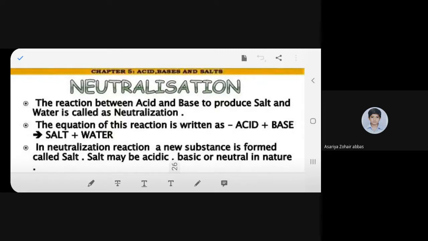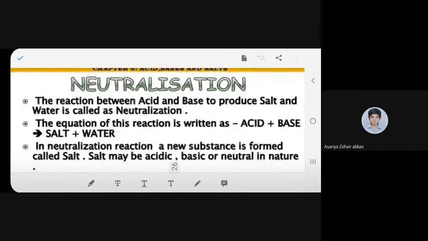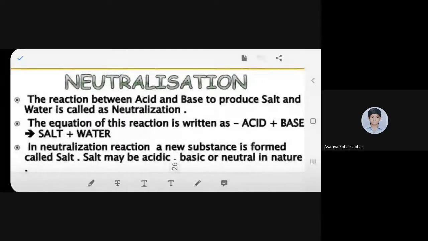Okay. So, lesson 5, acids, bases and salts. Whatever we did yesterday, it's a continuity. I want to redo the same thing, the neutralization we are starting. For the revision's sake, I want you to just go through it once. Start reading.